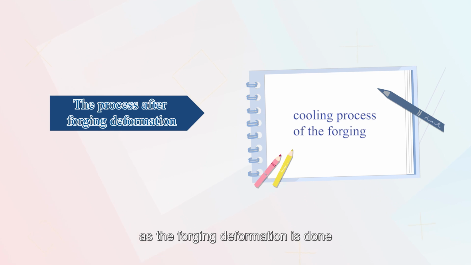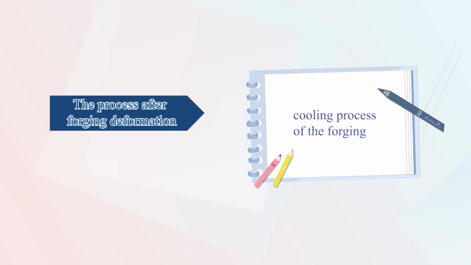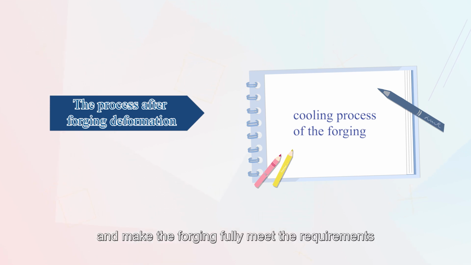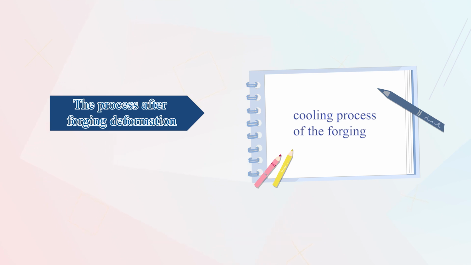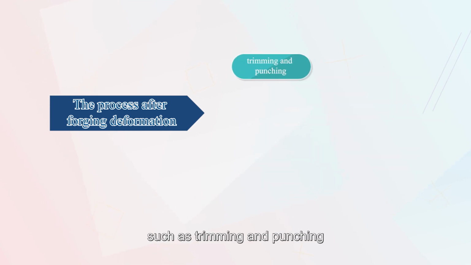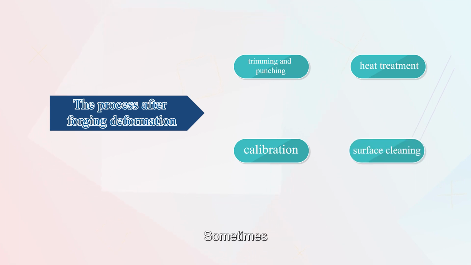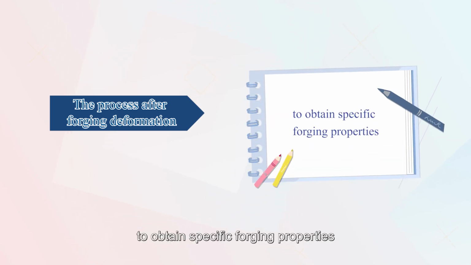After the forging deformation is done, it is followed by the cooling process of the forging. And next, in order to supplement the deficiencies of the previous process and make the forging fully meet the requirements of the forging product drawing, it is also necessary to carry out a series of processes such as trimming and punching, heat treatment, calibration, and surface cleaning. Sometimes the post-forging cooling and heat treatment are closely combined to obtain specific forging properties.